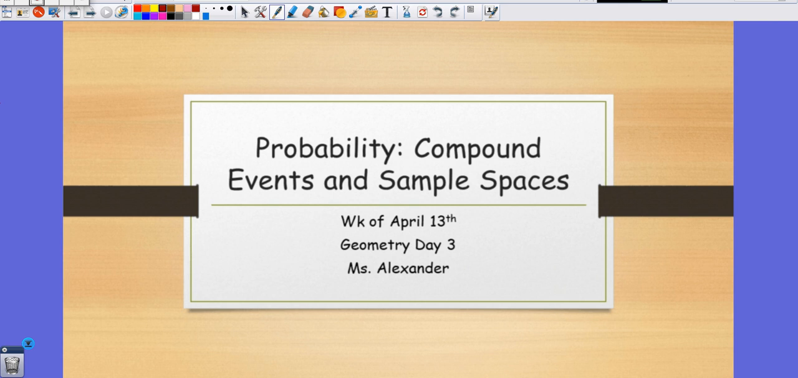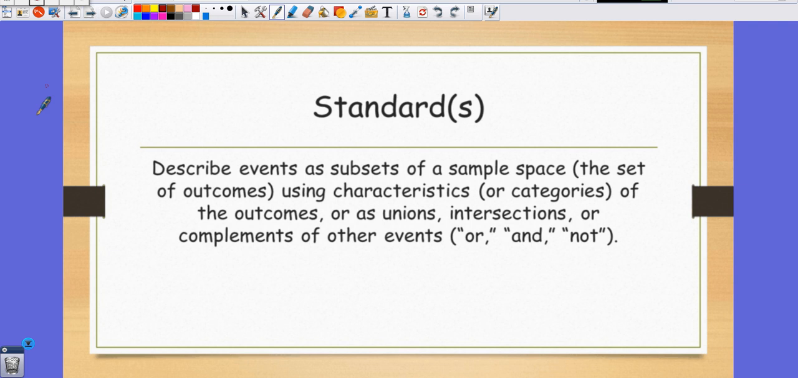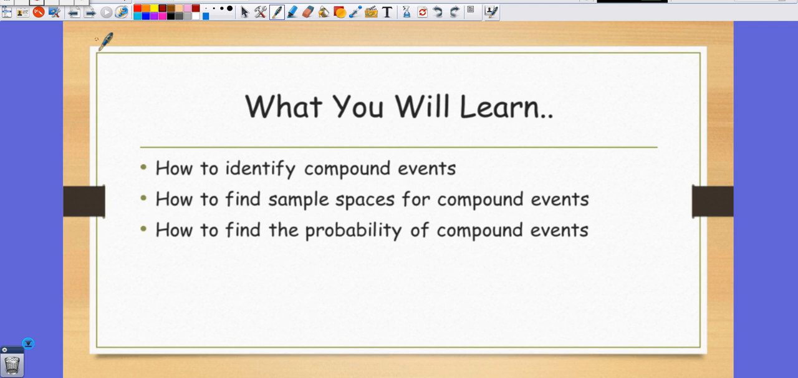All right, guys, so this is the last day of lessons. So we're talking about day 3, and today we're going to talk about compound events and sample spaces. So we're still dealing with the same standard. Today we're going to talk about sample spaces and how to get them when we have compound events.